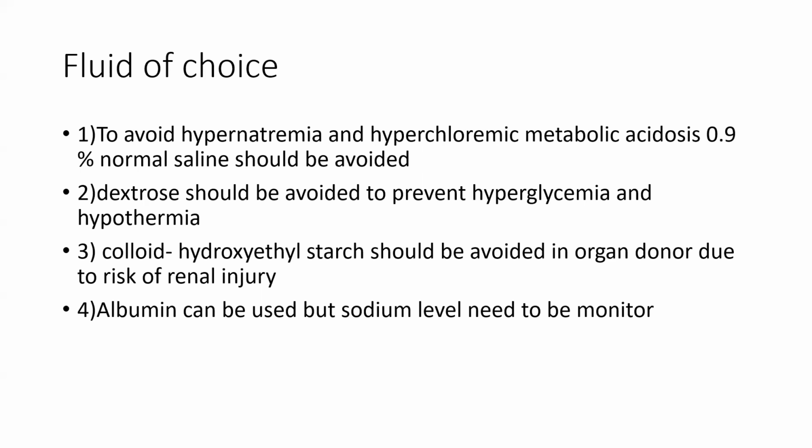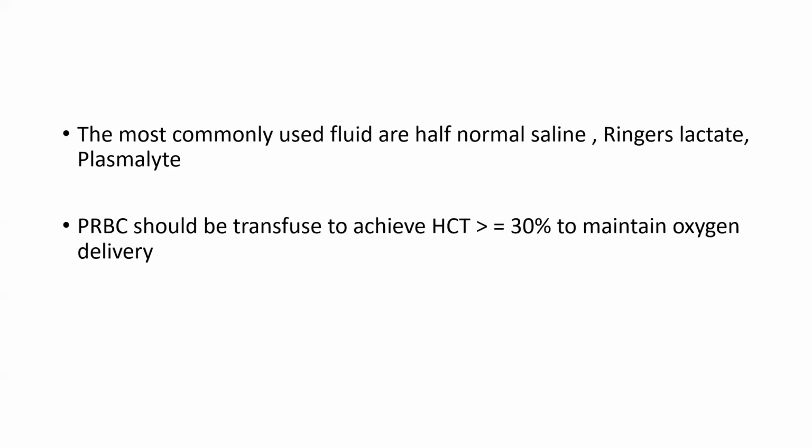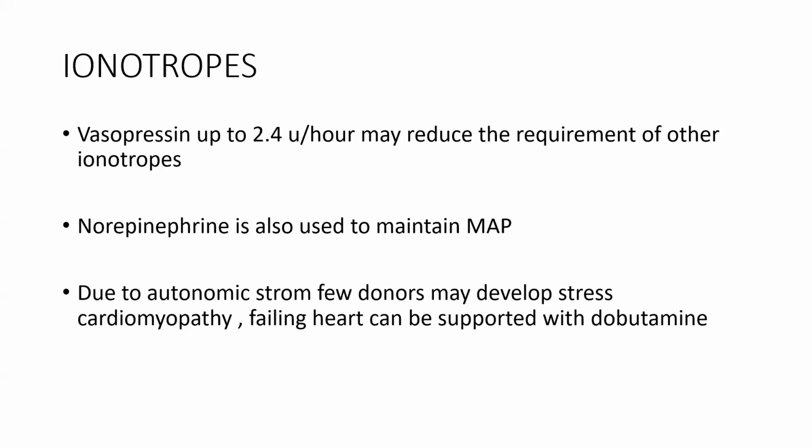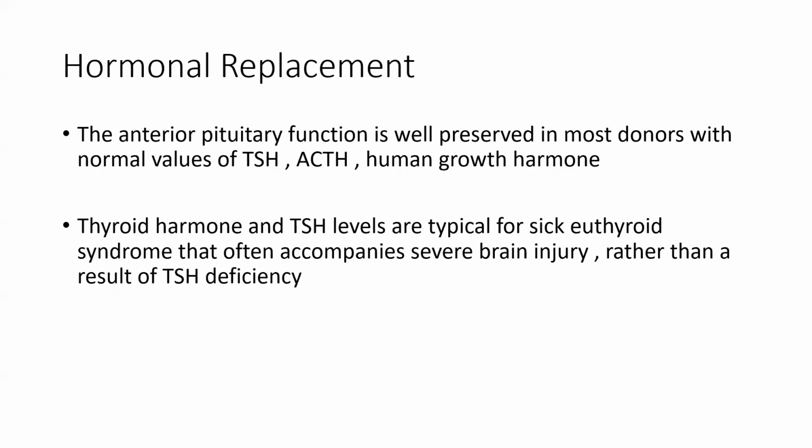Albumin can be used, but sodium level needs to be monitored. The most commonly used fluids are half normal saline, Ringer lactate, and Plasmalyte. PRBC should be transfused to achieve hematocrit of more than or equal to 30% to maintain oxygen delivery. Vasopressin up to 2.4 units may reduce the requirement of other inotropes. Norepinephrine is also used to maintain MAP. Due to the autonomic storm, a few donors may develop stress cardiomyopathy, and a failing heart can be supported with dobutamine.